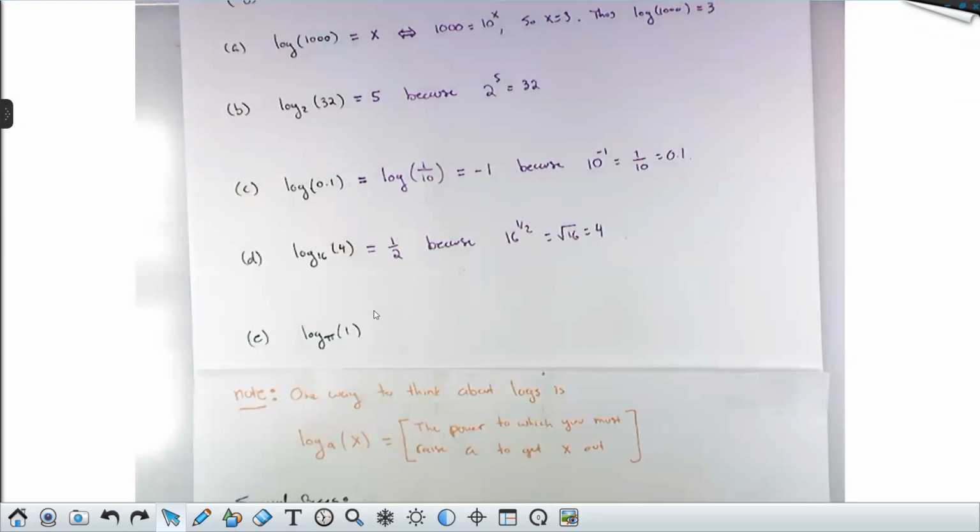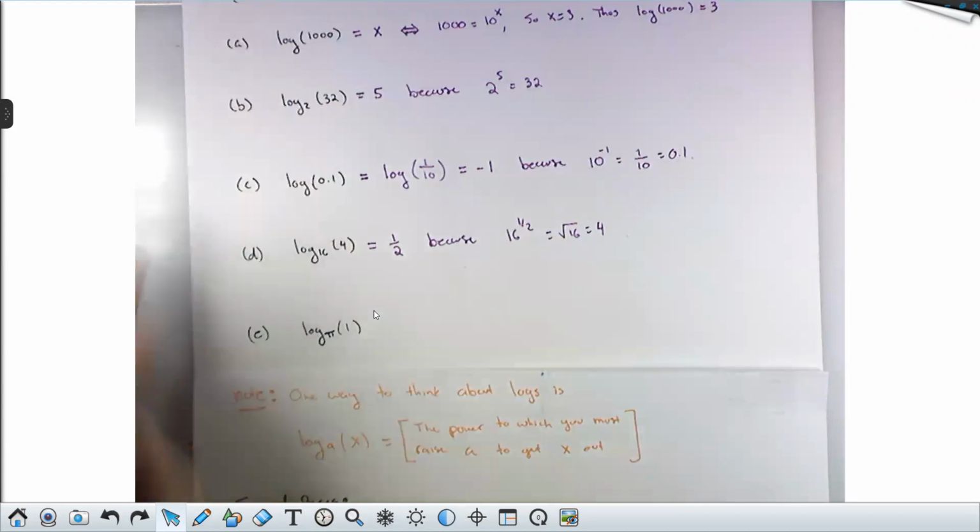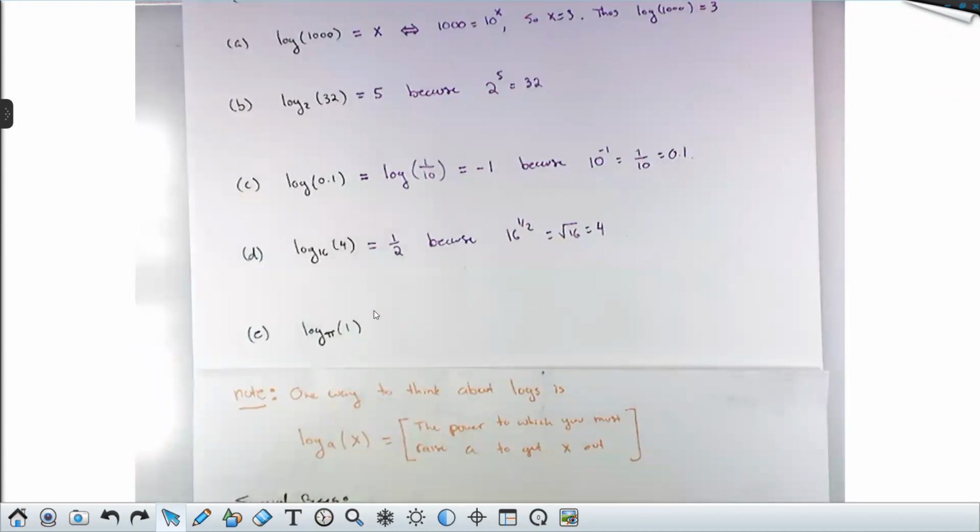What power of pi is equal to 1? This is a little silly. I'll tell you, it doesn't matter what the base is here. The output for this function, for the log base whatever of 1, is the same no matter what the base is. I'm going to go on a guess. Is it 0? Yeah, exactly, right?